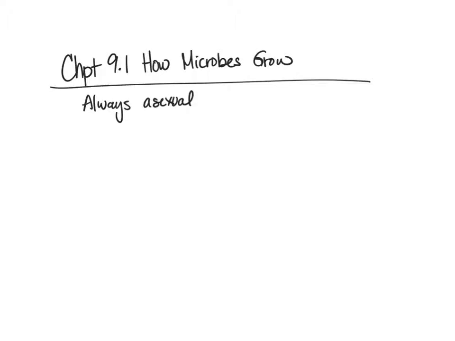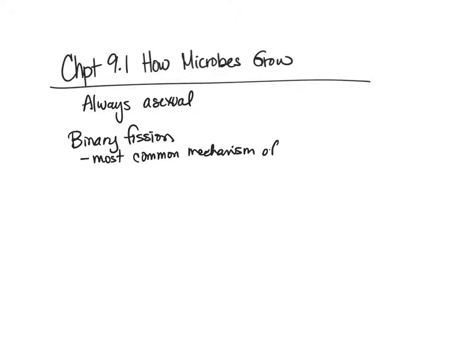And so they actually go through a couple of different processes. The one that we see most often is called binary fission. So we are going to take a look at binary fission. Again, this is the most common mechanism of cell replication.